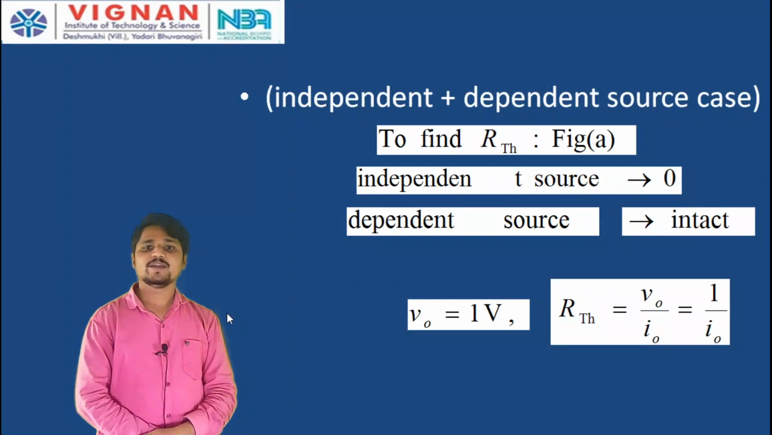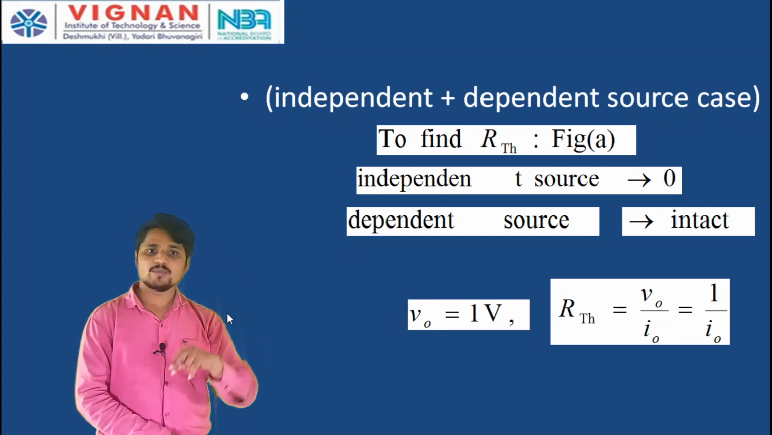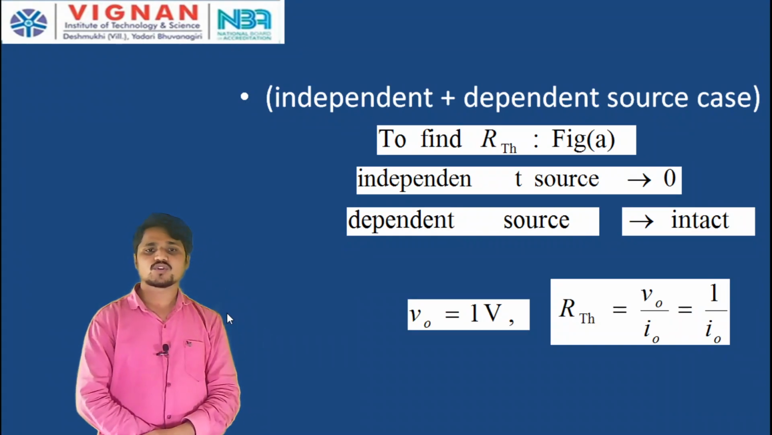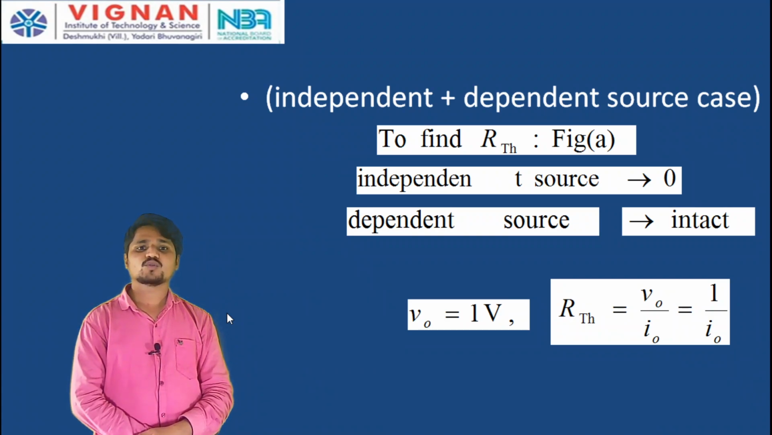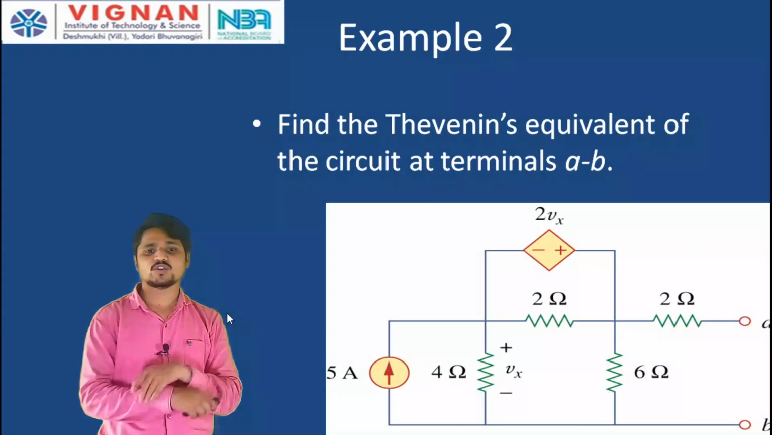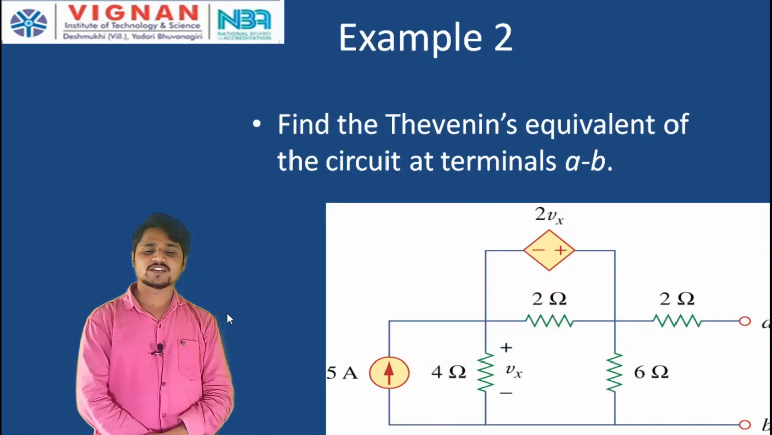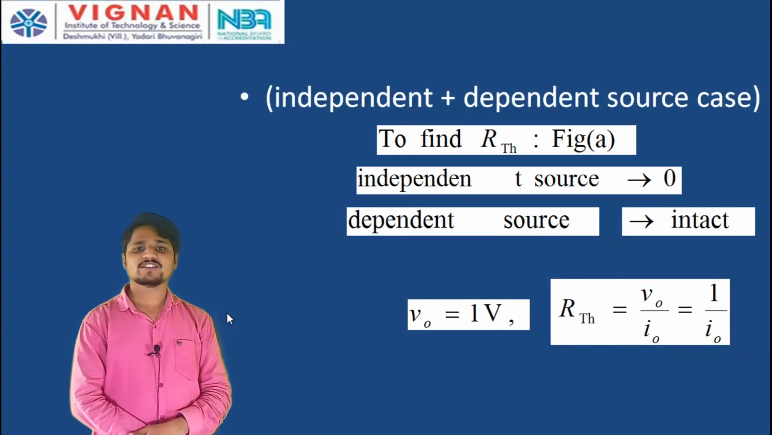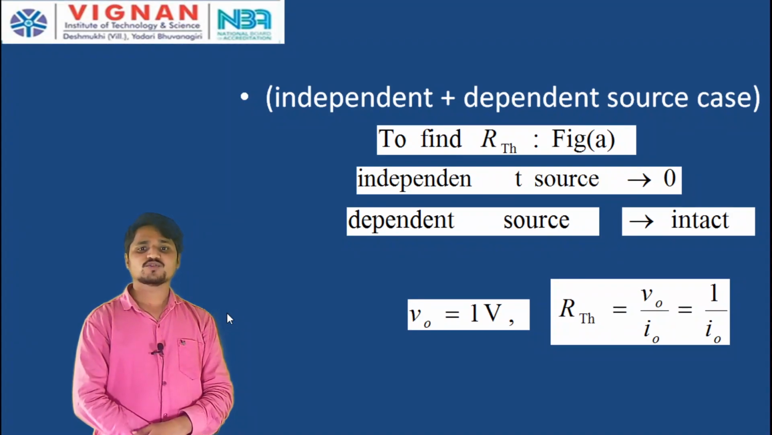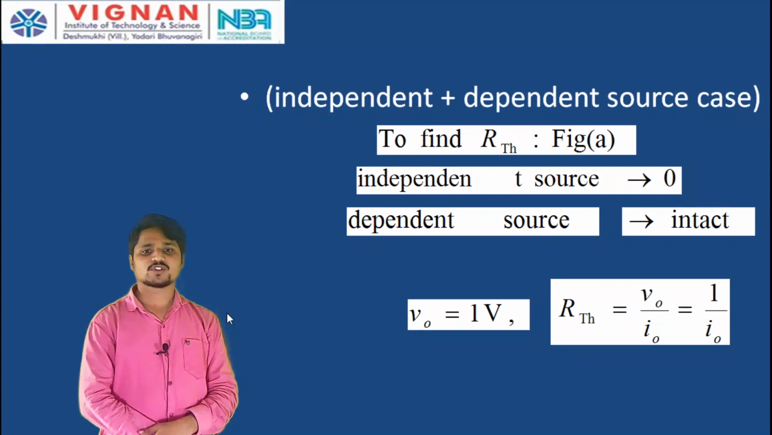Here we have independent and dependent sources, because case 2 is a combination of both. As I told, if there are any independent sources, we have to kill them. In this circuit we have only one independent source, the current source, so we make it an open circuit. So, to find the Thevenin's resistance in figure A, the independent source is 0, that is the current source is open circuit.